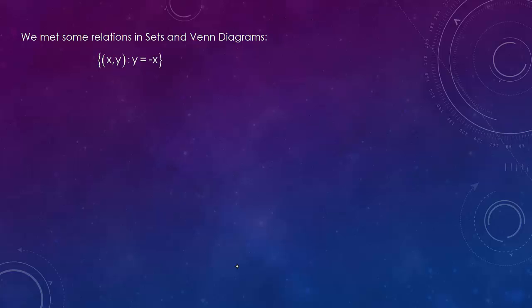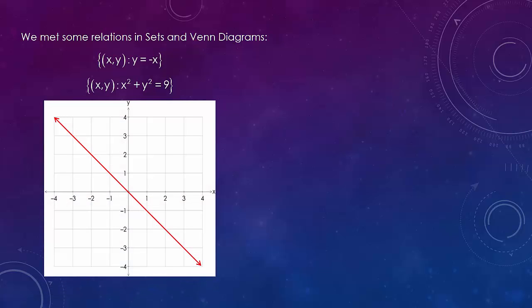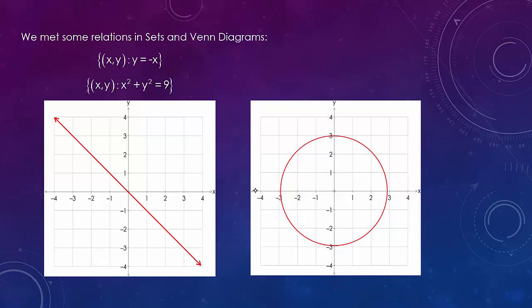We met some relations in sets and Venn diagrams. For example, the pair xy such that y is equal to -x. Or the pair xy which satisfy x squared plus y squared being equal to 9. This is a graph of the first of these relations, so this is y is -x. And here's a graph of the second one. X squared plus y squared equals 9 is a circle of radius 3 centered at the origin.